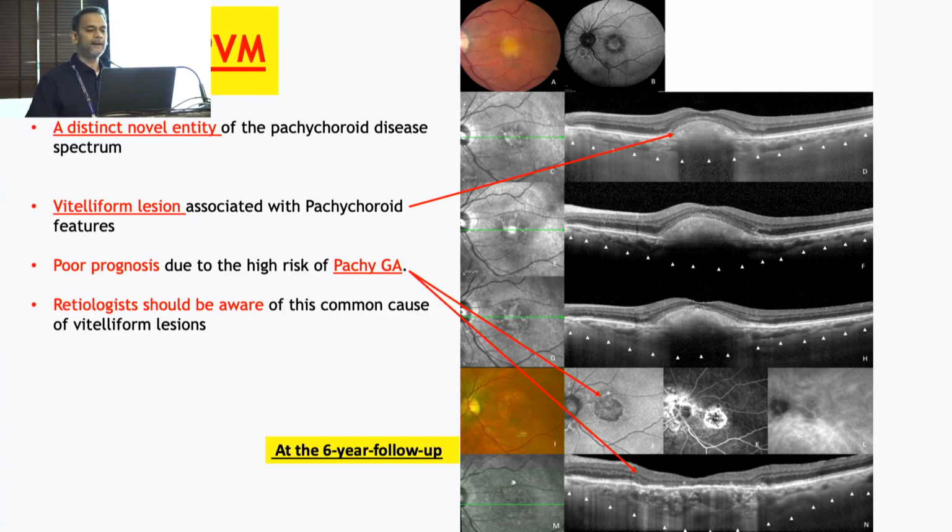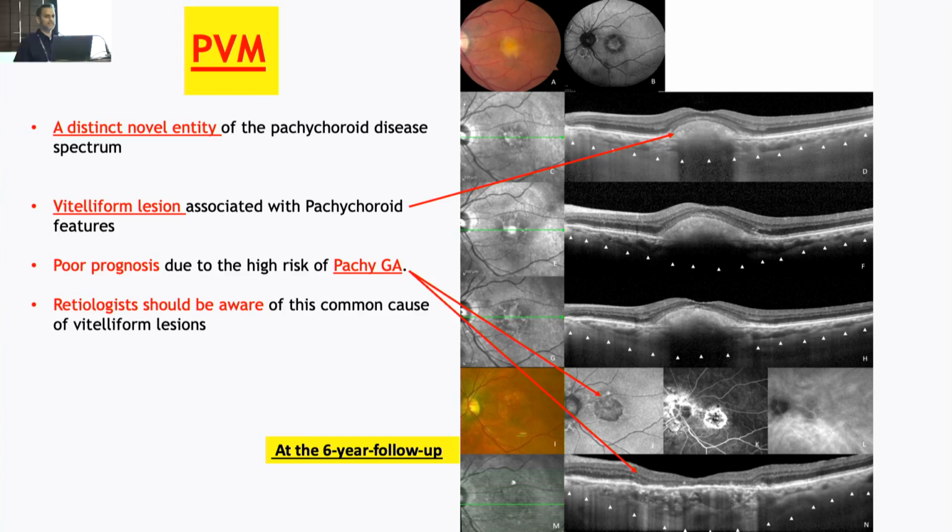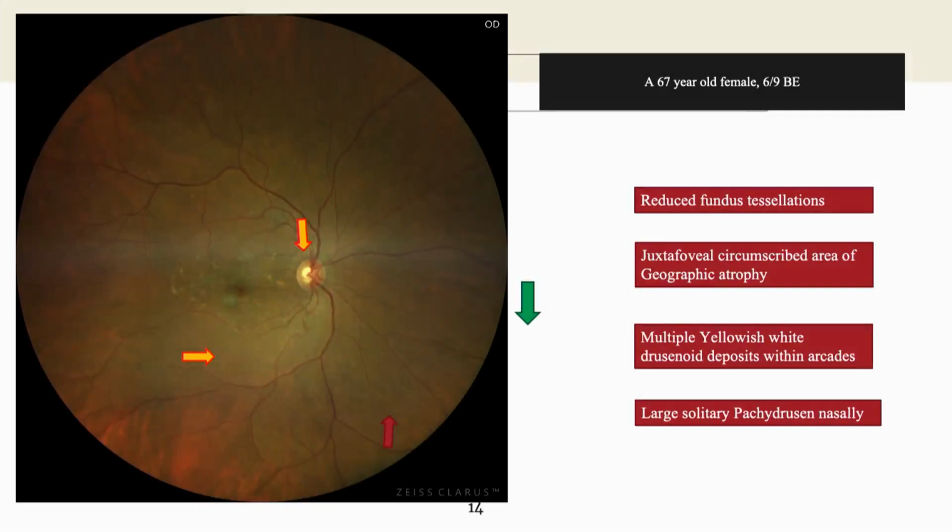Another entity in this scenario is pachyvitelliform maculopathy, where you see a yellowish lesion under the fovea. OCTA is important to rule out a neovascularization, but the importance is that it is predictive of pachychoroid geographic atrophy. This is the picture after 6 years, and it goes on to C-RORA or pachygeographic atrophy. So this is a case example here.